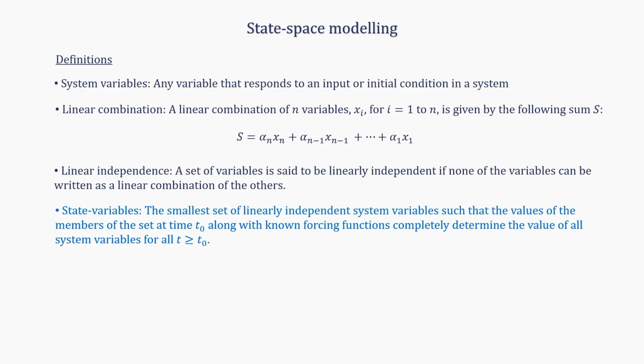Basically, if you know the information about this small set of system variables, you will be able to write down the information or the values or the functions of the other system variables on the system. So, if you have to write down the definition, state variables are the smallest set of linearly independent system variables such that the values of the members of the set at time t naught along with known forcing functions completely determine the values of the system variables for all t greater than or equal to t naught. Quite a mouthful, but the idea is very simple.